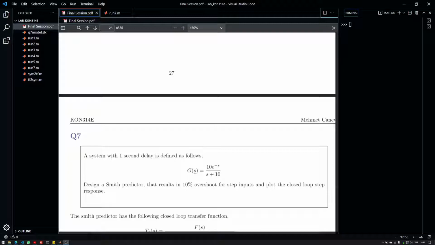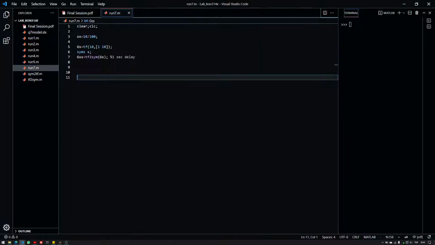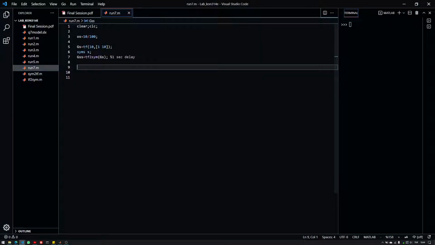It shares some properties with the model matching controller in the sense that it is heavily model related. So the Smith predictor uses the model of the system to overcome the problem of delay. Now, let's have a quick review of the Smith predictor.